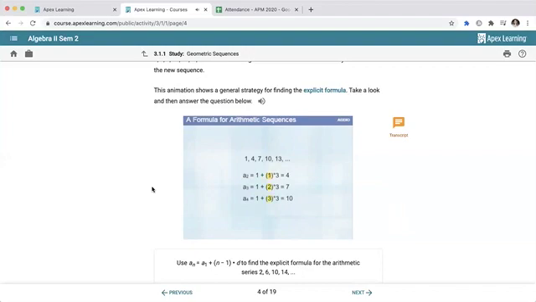Notice that each of these numbers is 1 less than each of these numbers. So we can generalize. To get to the nth term of our sequence, we can start with A1 equals 1 and add n minus 1 times 3. This gives us our explicit formula for this arithmetic sequence.